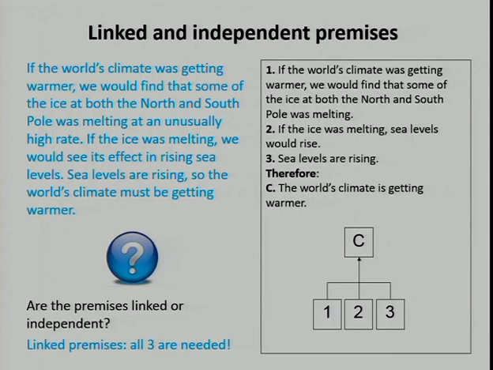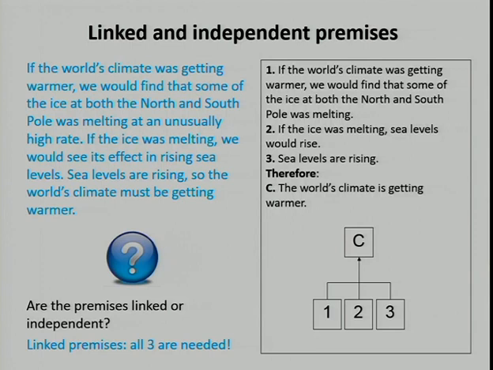Well, let's just take two and three by itself for now. So if the ice is melting is A, sea levels rising is B. So if A, then B. And then three says B is true. But that doesn't necessarily mean A is true. I mean, if the climate was getting warmer, they would be rising, and they are indeed rising. But yeah, it's a weird one.